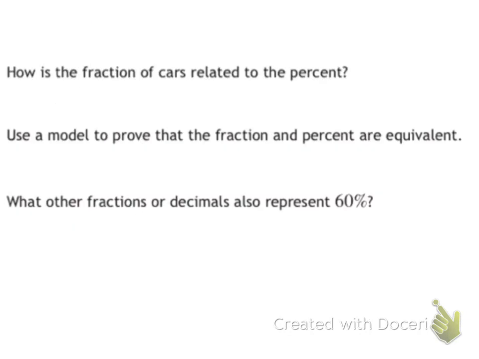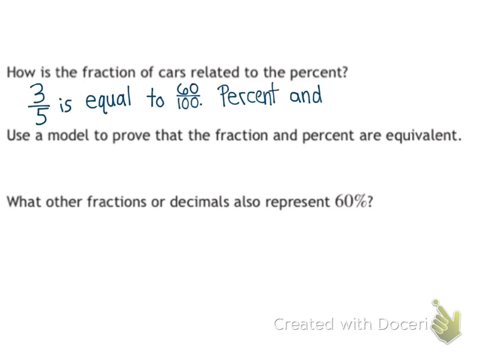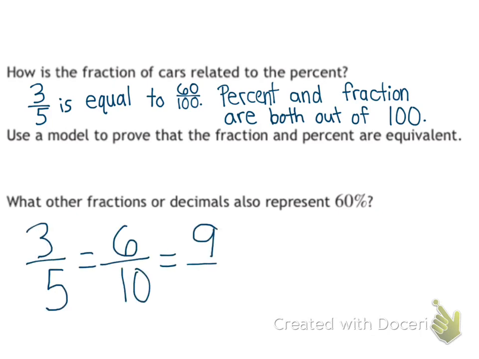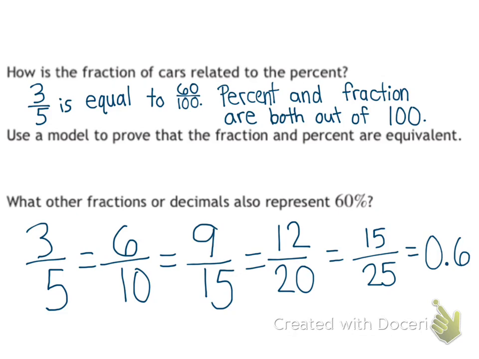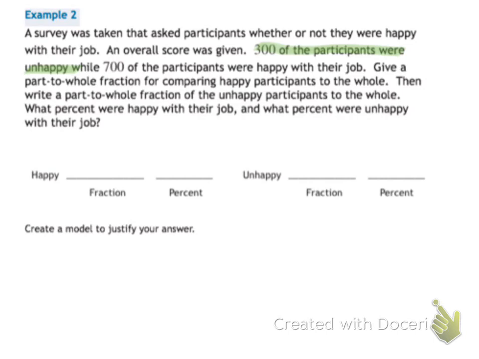So, how is the fraction of cars related to the percent? We started with 3/5, but we showed that 3/5 is equal to or equivalent to 60 over 100. That means the percent and the fraction are both out of 100. The next section, use a model to prove that the fraction and percent are equivalent. We just did that. What other fractions or decimals also represent 60%? Here are some equivalent fractions that equal 60%.